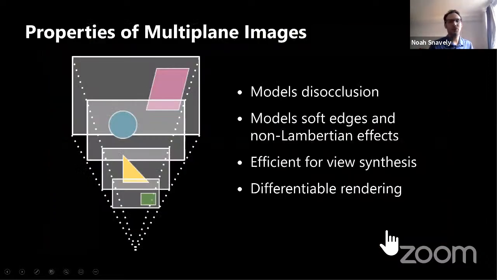Okay, so these multiplane images, I really like them. They model occlusion because you can represent occluded stuff in a background layer. You can even simulate non-Lambertian effects via layering, like specularities. And it's very efficient and differentiable, so good for learning.